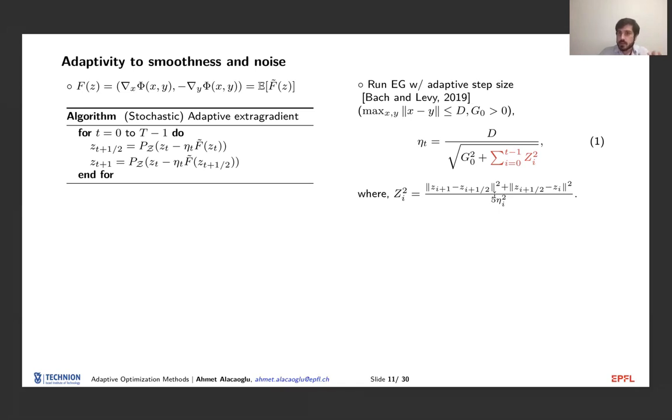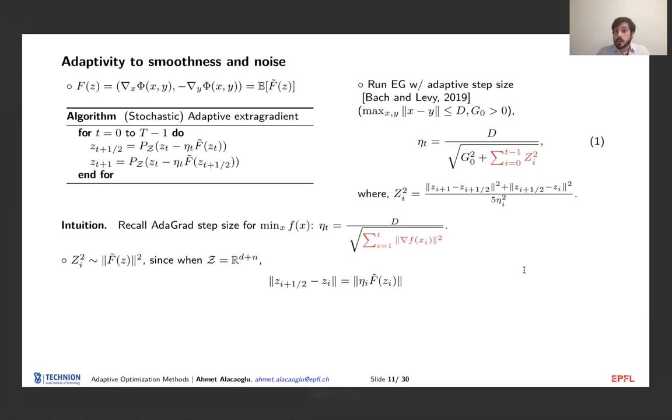So let us try to build some intuition on how we come up with such a constant. And for that, we will do a little detour to Adagrad. So in Adagrad, for minimizing function f, our step size was domain diameter divided by the square root of the sum of the observed gradient norm squares. And here the corresponding terms will be the sum of gradient norms and also the sum of capital Zi's. So let's see how they are related on an intuitive level.